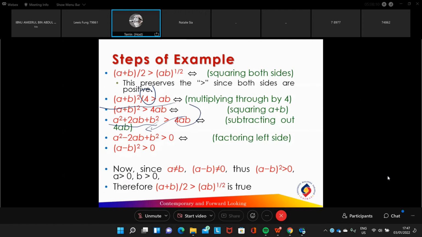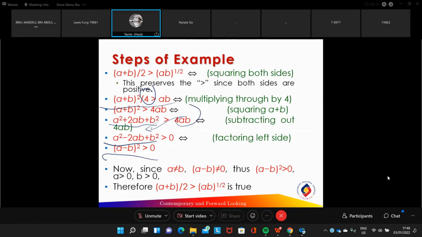And we can now factorize this. You expanded it earlier, now we're going to factorize this. We're going to get (a minus b) squared is always greater than 0. So in this form, we now know that whatever the value of a and b, when it's minus and squared, it will always be greater than 0.